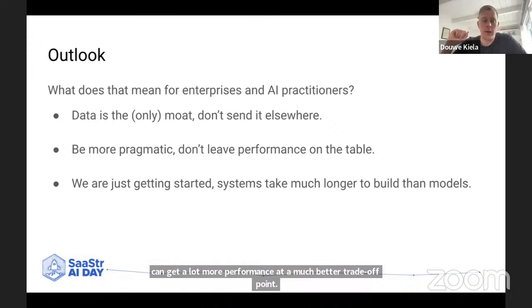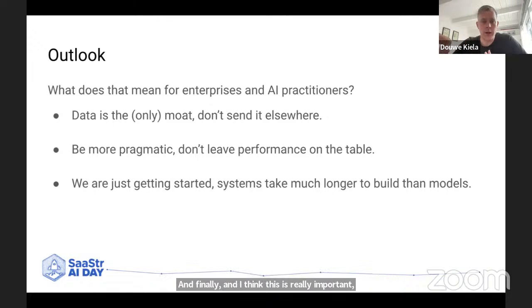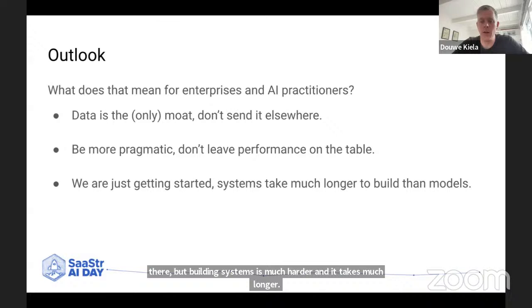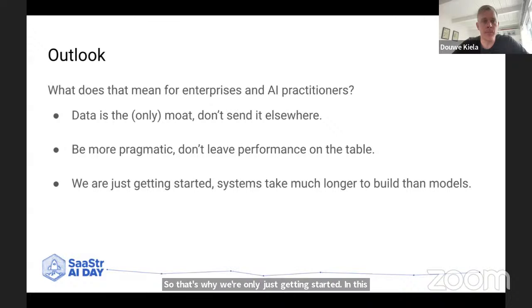And finally, and I think this is really important, we are just getting started with all of this. Sometimes it feels like OpenAI is so far ahead, or that AI is basically almost solved. But when you're actually in the field and you look at how this stuff is getting deployed, it's only just starting to happen. That is because models are actually relatively easy to build. The input output is very constrained there, but building systems is much harder and it takes much longer. So that's why we're only just getting started in this revolution.